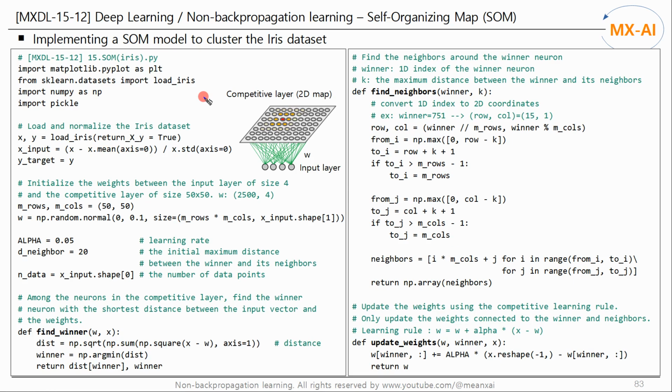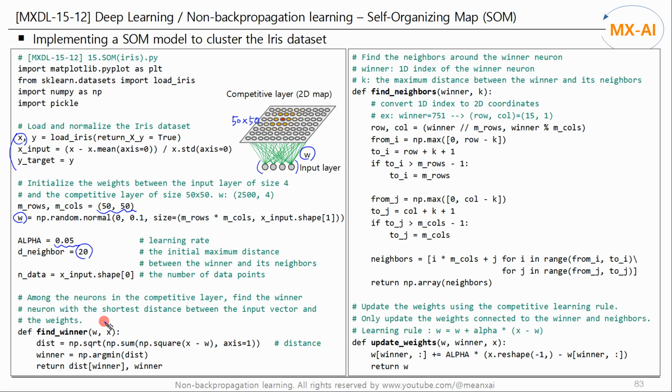Next, let's implement a SOM model to cluster the Iris dataset. Load and normalize the Iris dataset. Since the Iris data has 4 features, the input layer also has 4 neurons. Set the size of the competitive layer to 50 by 50. And randomly initialize the weights between the input layer and the competitive layer. Set the learning rate alpha to 0.05 and the maximum distance between the winner and its neighbors to 20.